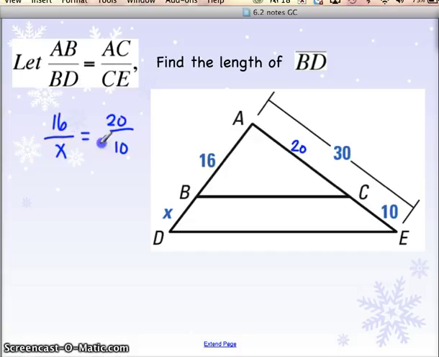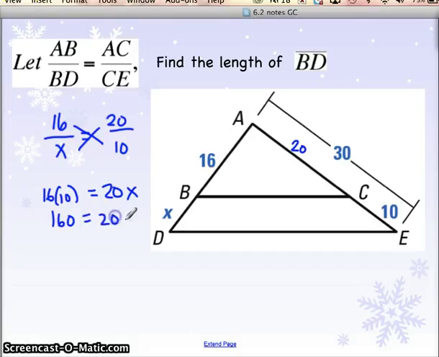Okay, now we're going to cross multiply. 16 times 10 equals 20 times X. And 16 times 10 is 160. And then to get X alone, we're going to have to divide by 20 on both sides. So 160 divided by 20 is 8. And then now we got to just make sure we've answered the question. It says find the length of BD. Well, BD is X, and we just found that X equals 8.